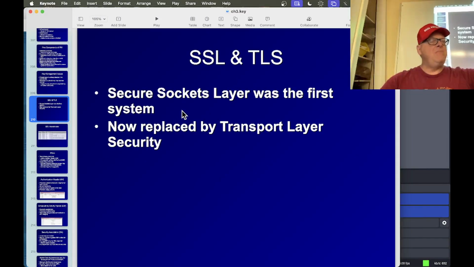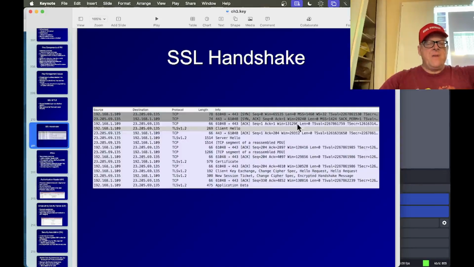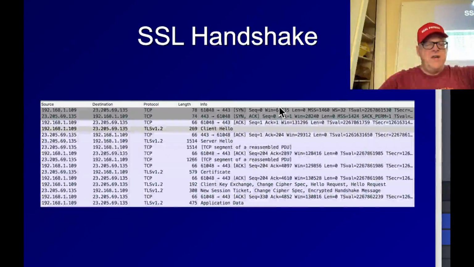SSL was the original system made by Netscape. It's no longer considered secure. Now everyone's using its modern replacement, TLS. And so the handshake goes like this. You do SYN, SYN-ACK, ACK, open port 443.